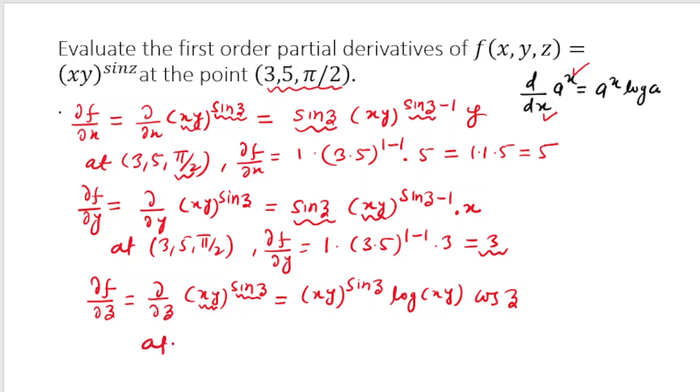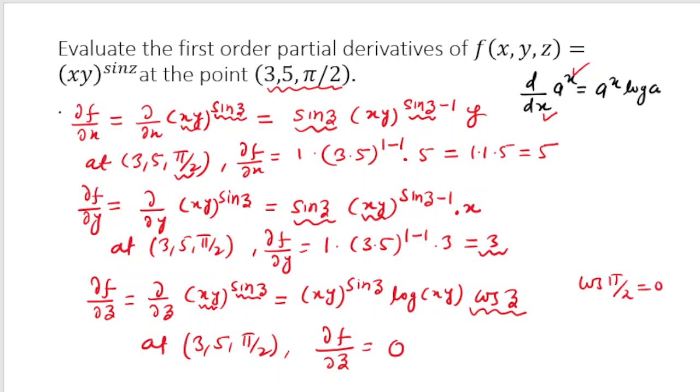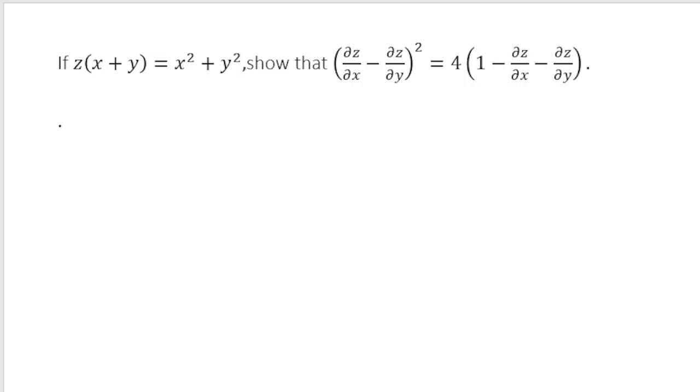So at the point, which point? At the point 3 comma 5 comma pi by 2, what will be the function value? Del f by del z value, I will not evaluate all the terms. I will just look at the cos z, and we know that cos pi by 2 is equal to 0. So 0 multiplied into anything will become 0. So it is simply 0. So I hope you have got the problem, and in case you have doubt, just rewatch it and try to solve it on your own.